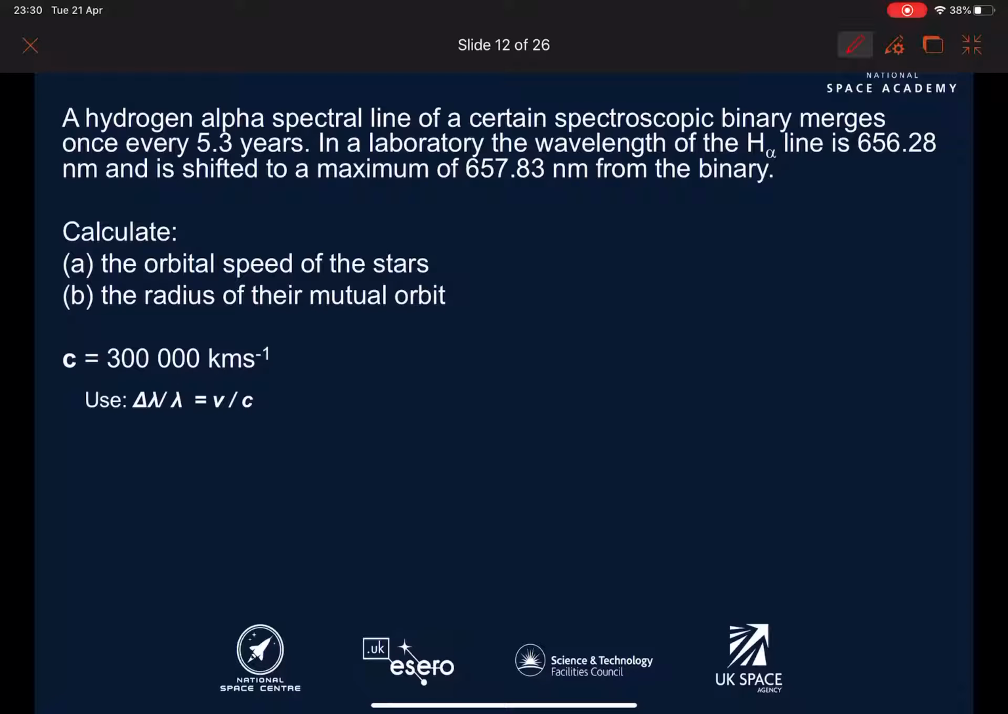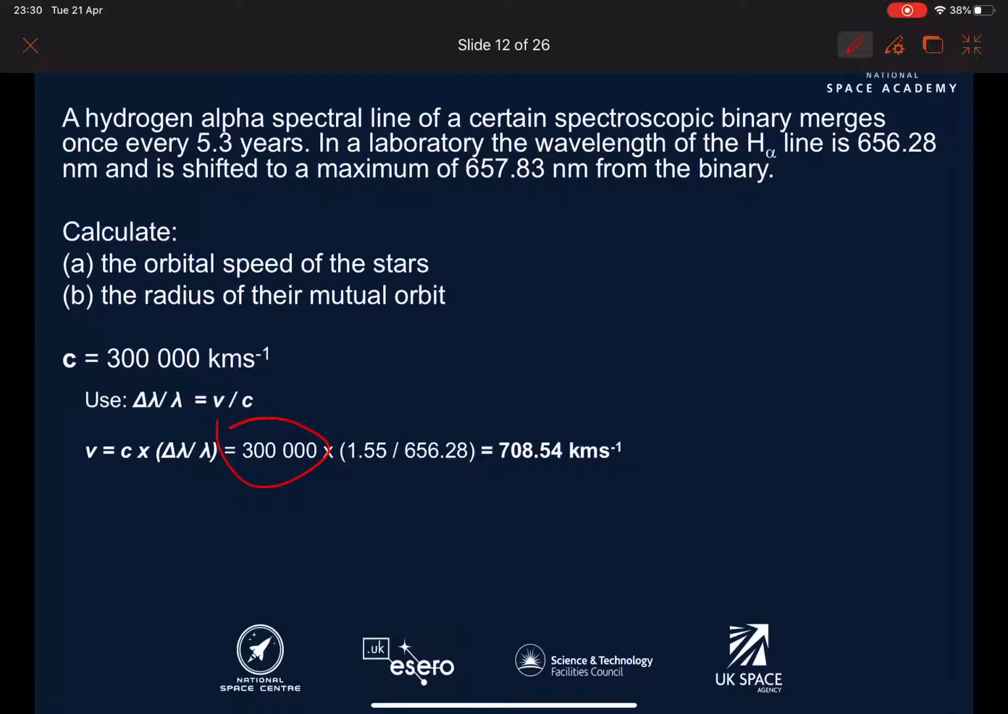There is our equation. We've used it once, you're going to use it again. What we're doing is putting all the detail we know in: the known wavelength of the hydrogen alpha line, the difference, so we're going to have to work out that difference, the difference between the 2 numbers at the top, the maximum and where it should be, and we're going to put the speed of light in here.